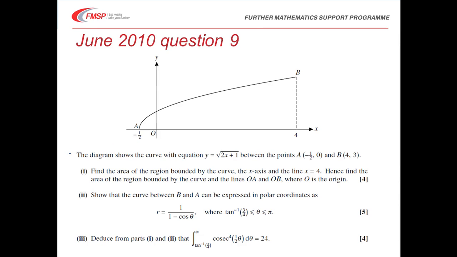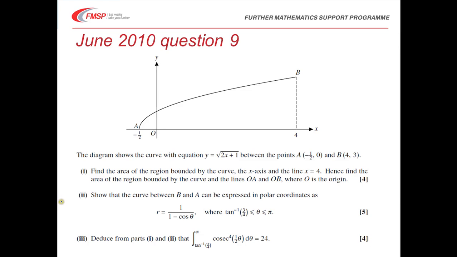So we've got a diagram here showing the curve with equation y equals root 2x plus 1 between these points A and B. We're asked to find the area of the region bounded by the curve, the x-axis, and the line x equals 4, and hence find the area of the region bounded by the curve and the lines OA and OB, where O is the origin.